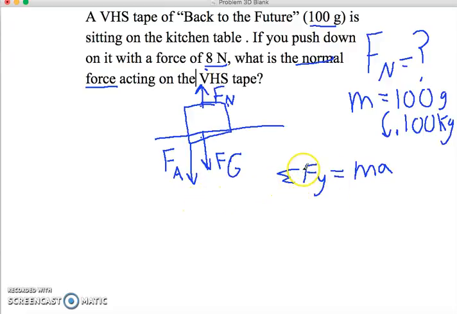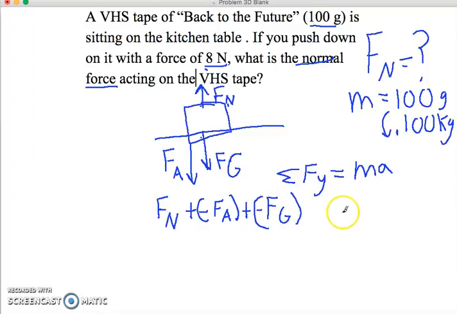So we're going to write out the net force side. We're going to write out all the forces that we know are present here. So we're going to tally them all up. So we have the normal force. It's going up. Then we're going to add the applied force. That's going to be a negative because it's down. And then we're going to have the force of gravity, also negative because it's down. And then it's still going to be equal to ma.